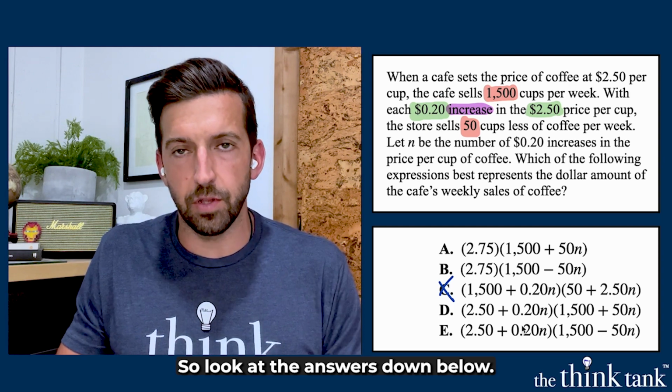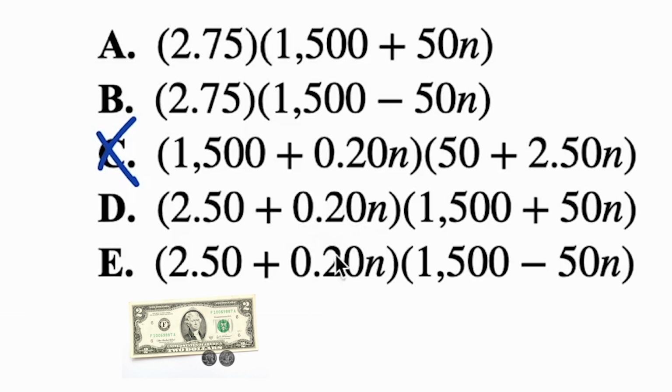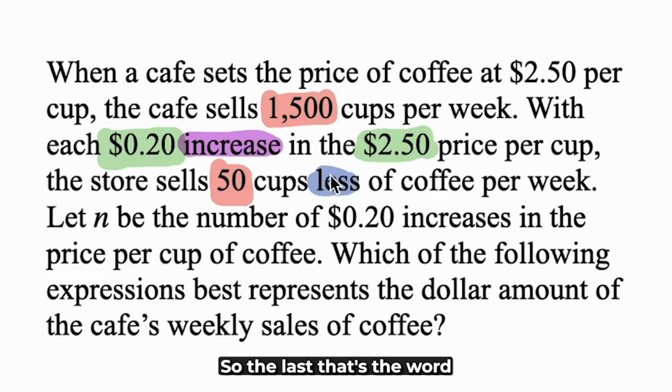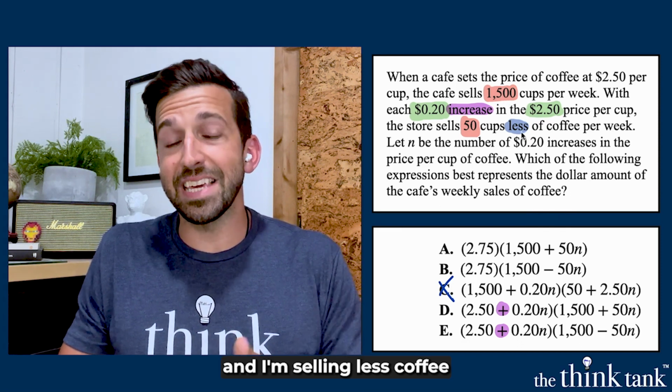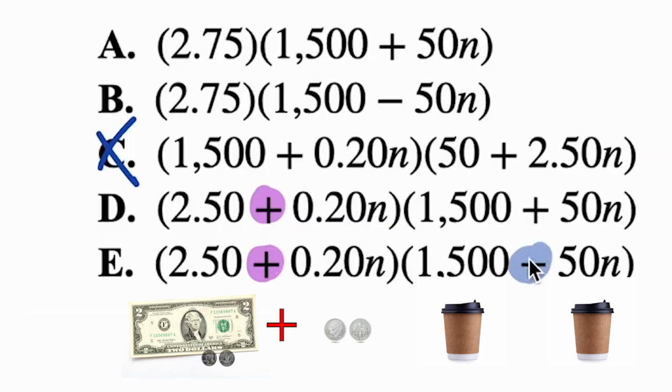So look at the answers down below. If I've got the $2.50 and I add the 20 cents, I really like options D and E because they both capture that addition. When I have $2.50 and I add 20 cents some number of times, I get answers that look like D and E. And if I use that same kind of thinking, and I'll change colors once more just to highlight this in a different way, I'm selling 50 cups less coffee. So the word less jumps out at me here. I've got 1,500 cups of coffee and I'm selling less coffee when I increase that price. So the less coffee indicates to me that I really like subtraction.